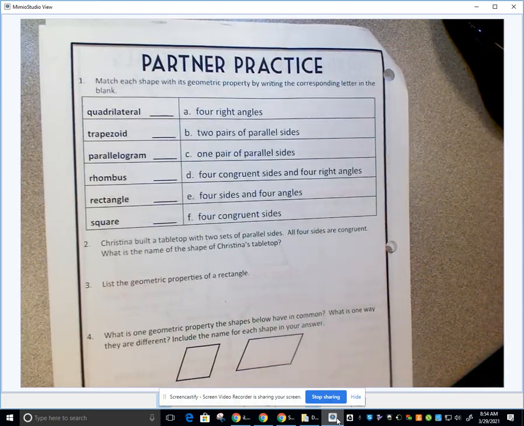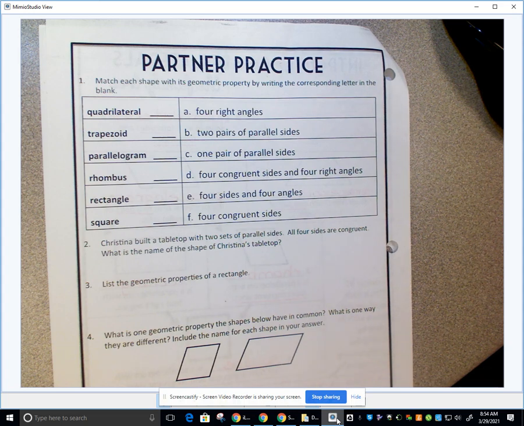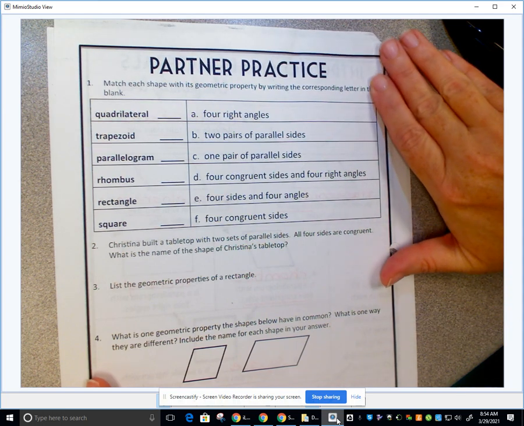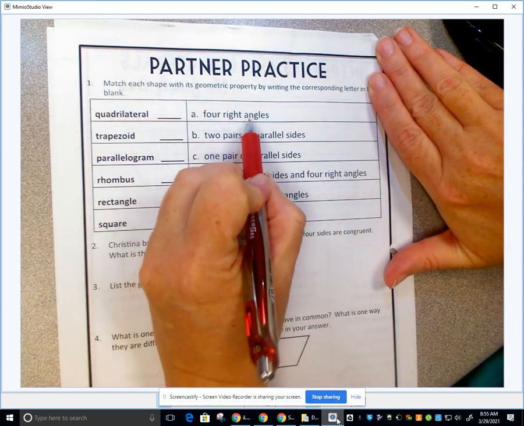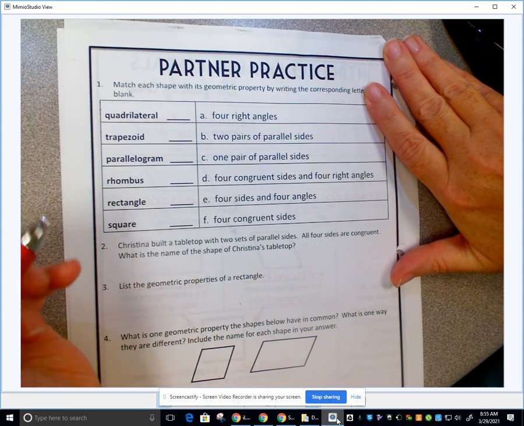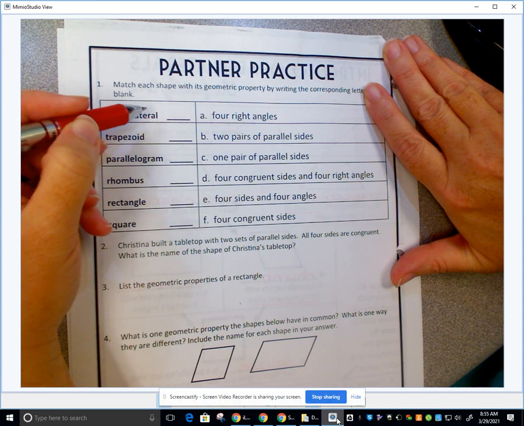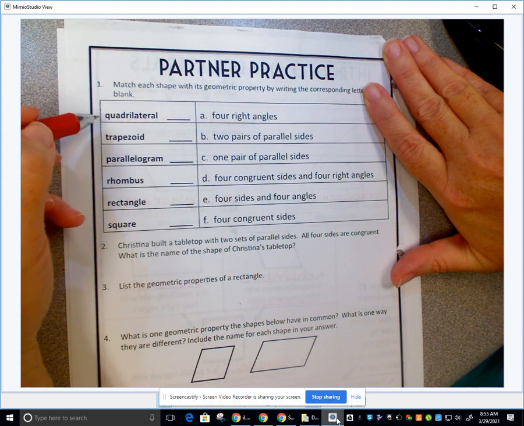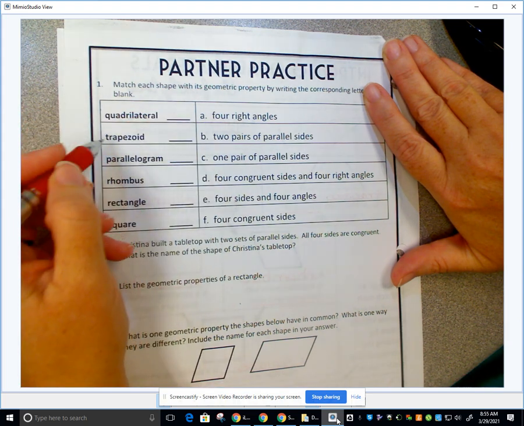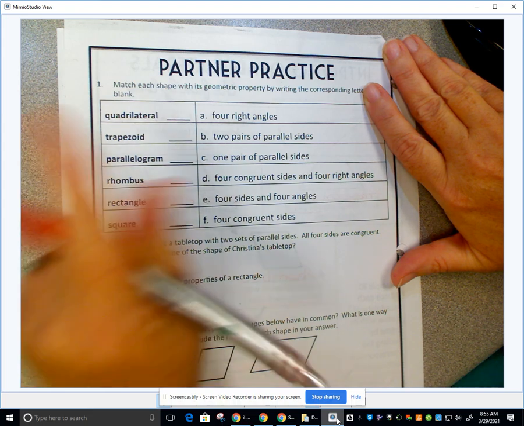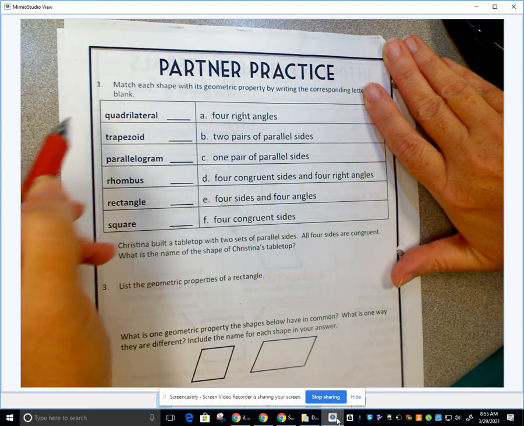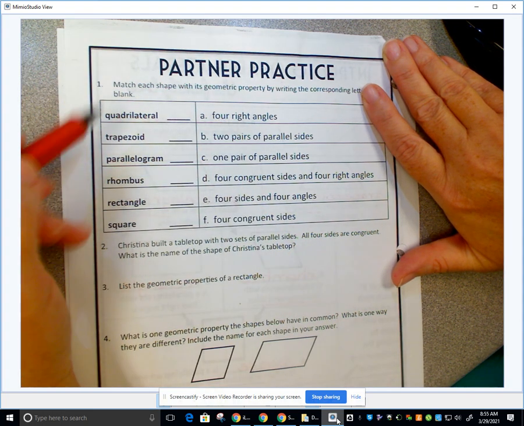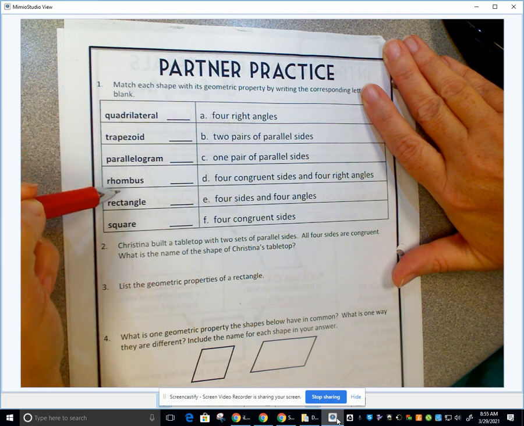All right, on the back, we are matching. It says, if it has four right angles. Now, the only thing that I could say over here to describe it as having four right angles would be a quadrilateral. Excuse me, I apologize. No, I'm wrong. I'm thinking of four sides. So delete that from your brain that I said that. I'm looking for four right angles. Which one over here is known for having four right angles?